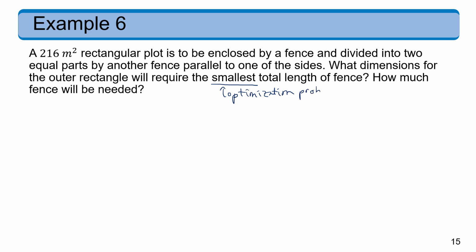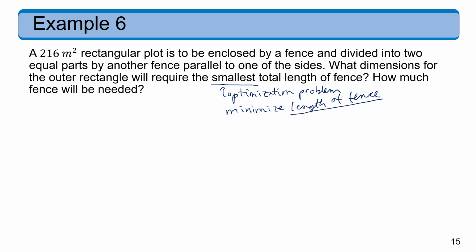And let's go ahead and think about what we're trying to optimize. We want the smallest length of fence. So we want, smallest means minimize. We want to minimize the length of fence. So we know that one of the major steps of this problem is to find a function for the length of fence. And once we have that function, we will find the absolute minimum.